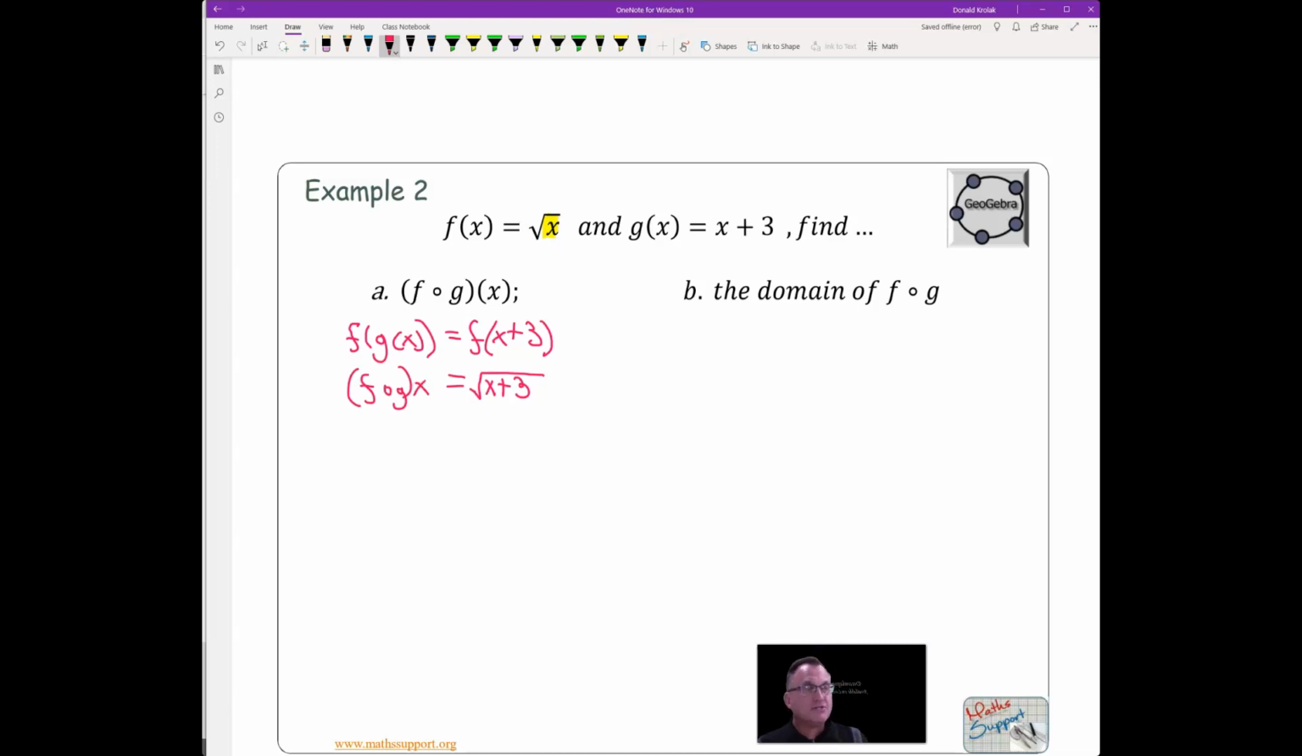Now, to do the domain, I start with the inner function. Well, that's another line, so it's just like the last one. There are no restrictions on g of x. So this is an easier problem to do. On the next couple, these are going to have restrictions, but right now, no restrictions. So the only thing that I need to be worried about is the domain of the composite.